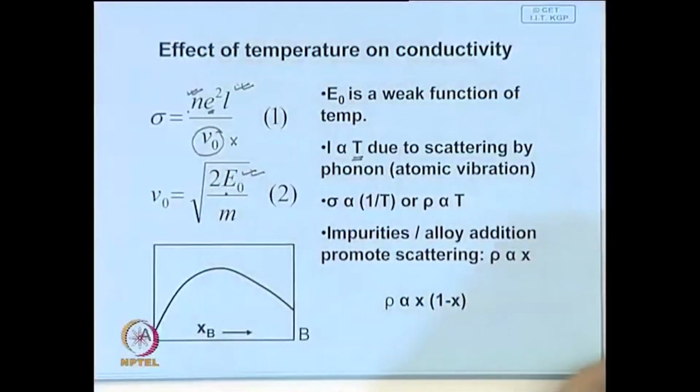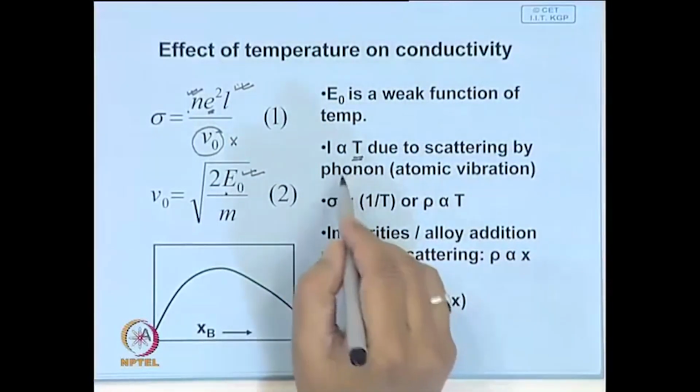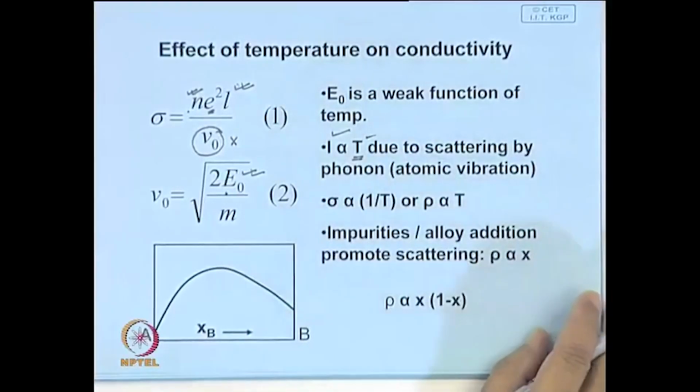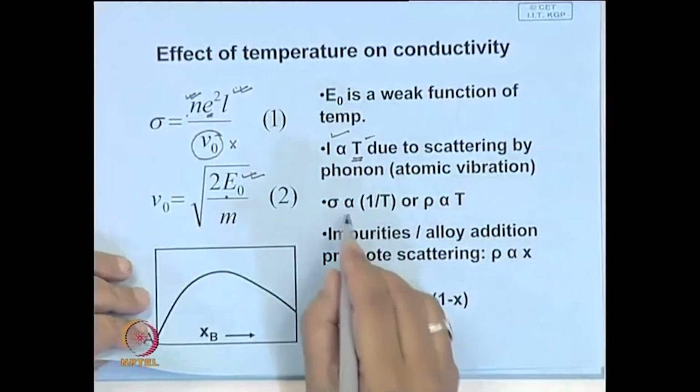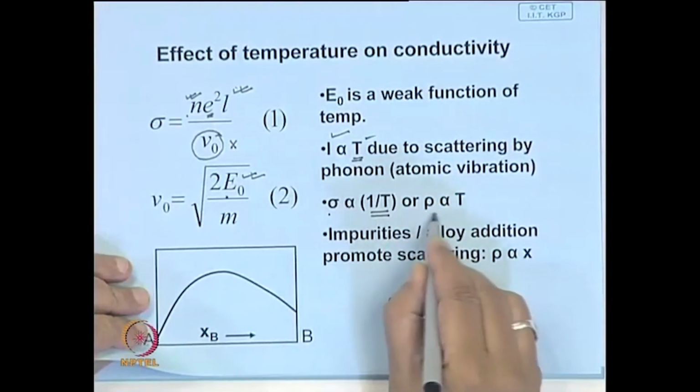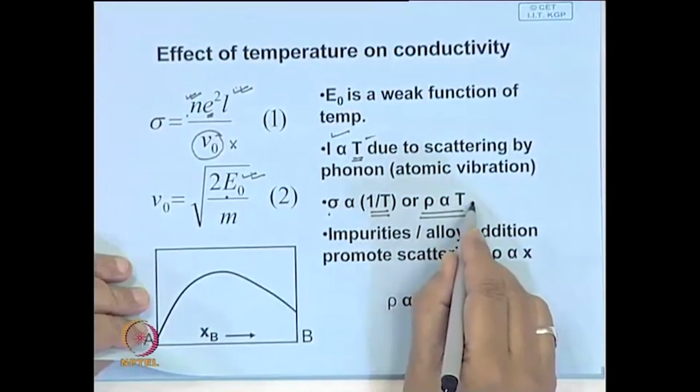If there are too many phonons emitted, this extent of scattering will be high. So, therefore, the higher the temperature, there will be more atomic vibration, there will be more scattering. So, therefore, you can say that mean free path is inversely proportional to temperature, and resistivity is proportional to temperature. So, therefore, resistivity is proportional to temperature.